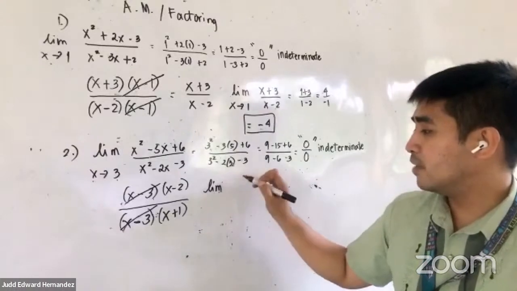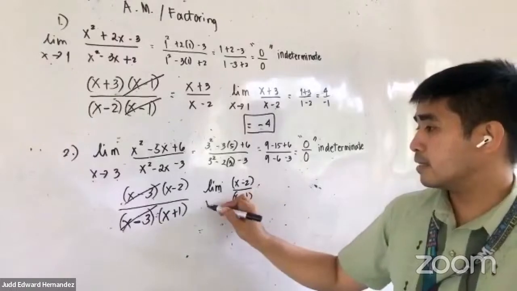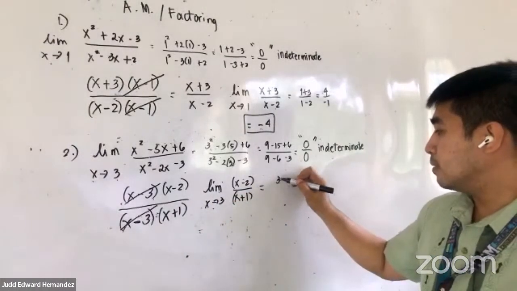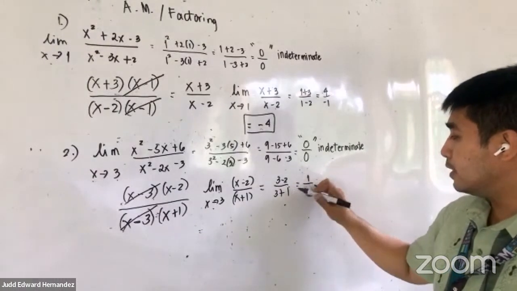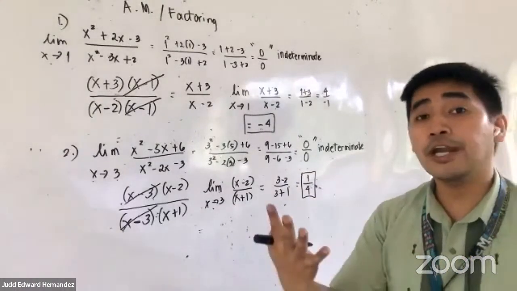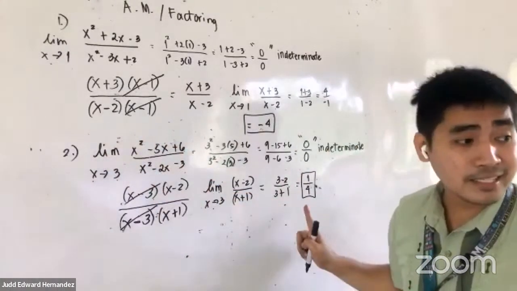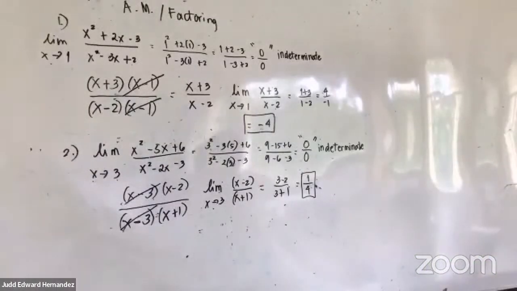Therefore, we'll now be having the limit of x minus 2 over x plus 1 as x approaches 3. Substituting 3, this becomes 3 minus 2 over 3 plus 1. 3 minus 2 is 1. 3 plus 1 is 4. Therefore, we could say that it is not anymore indeterminate. Therefore, the answer for this limit is 1 over 4. Is this clear? Opo, sir.